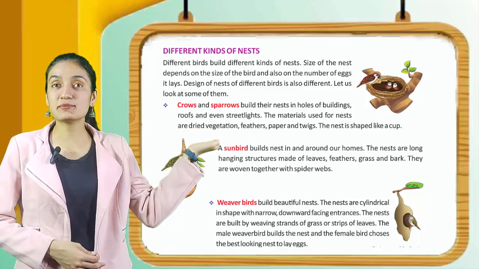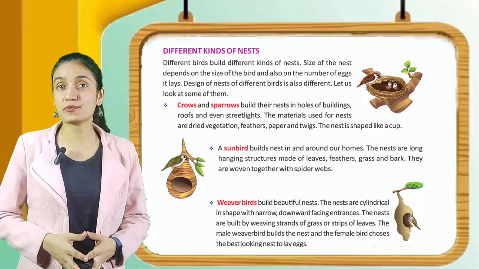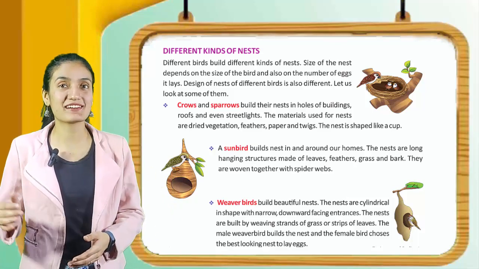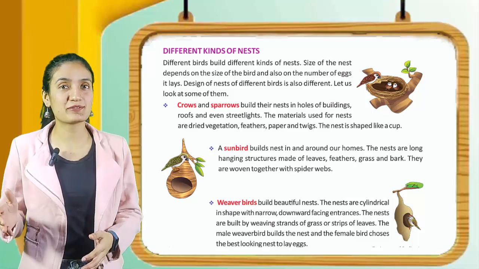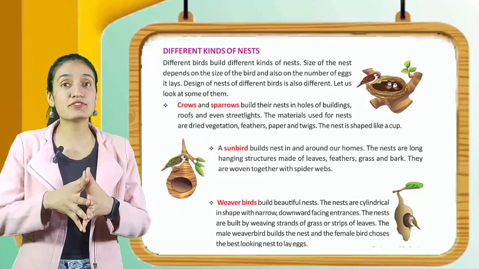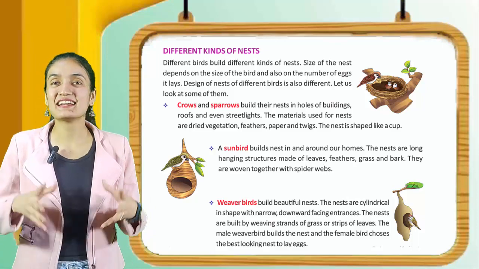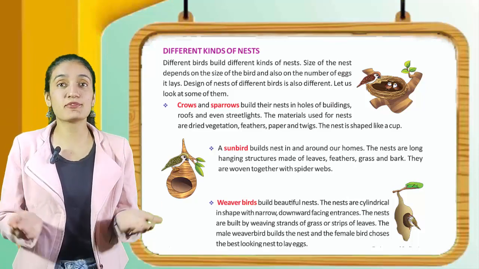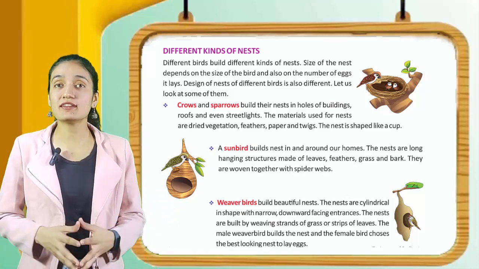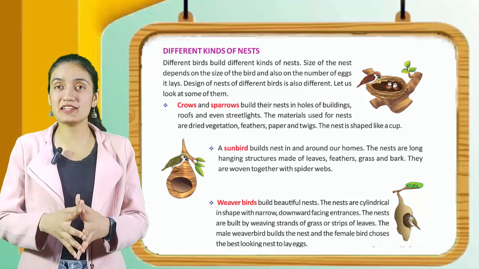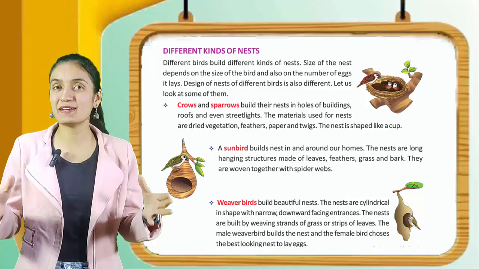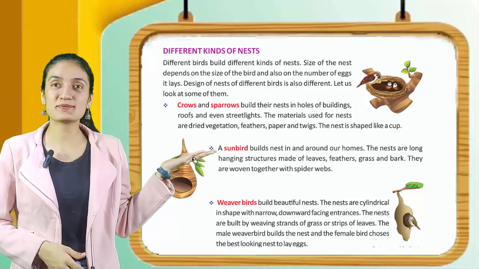Next, a sunbird builds nests in and around our homes. The nests are long hanging structures made of leaves, feathers, grass and bark. They are woven together with spider webs. Here is a sunbird's nest. Next, the weaver bird builds beautiful nests. The nests are cylindrical in shape with a narrow downward facing entrance. The nests are built by weaving strands of grass or strips of leaves. The male weaver bird builds the nest and the female bird chooses the best looking nest to lay eggs. Here is the picture of the nest.